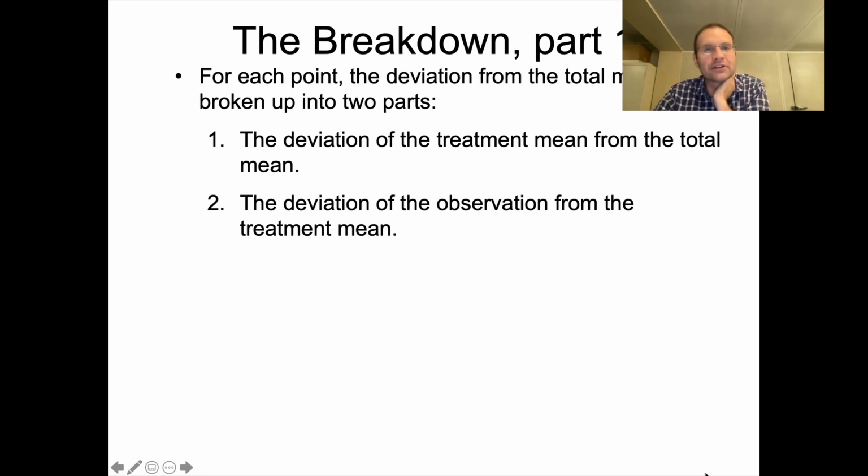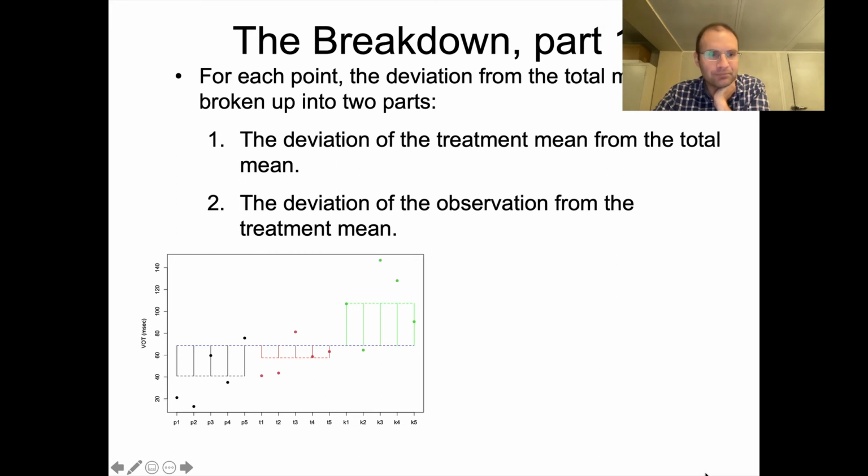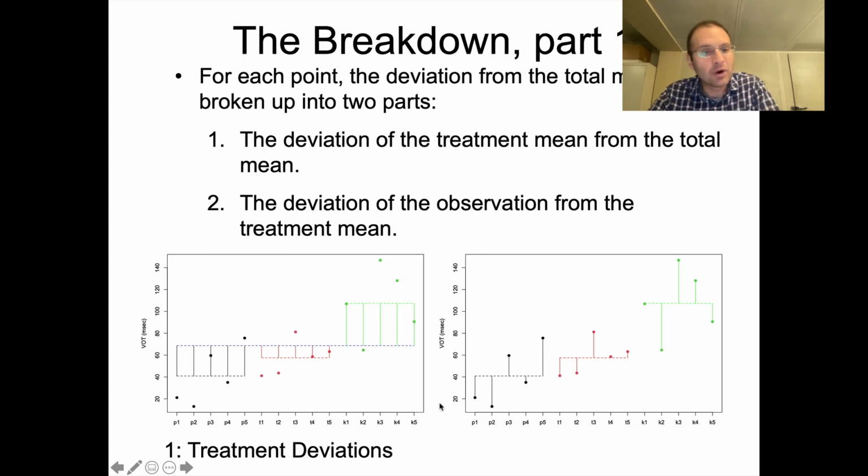There's a deviation of the treatment mean from the total mean, which we have over here in part 1. So these lines are consistent for each place of articulation. And then number 2 is the deviation of the observation from the treatment mean. So I'm making a more complicated model here.